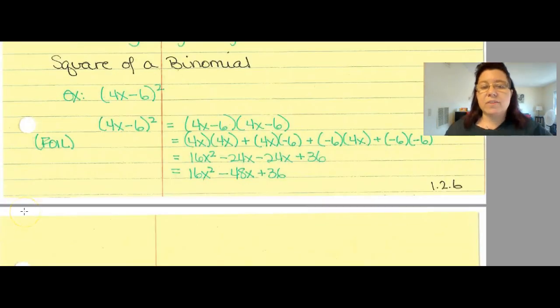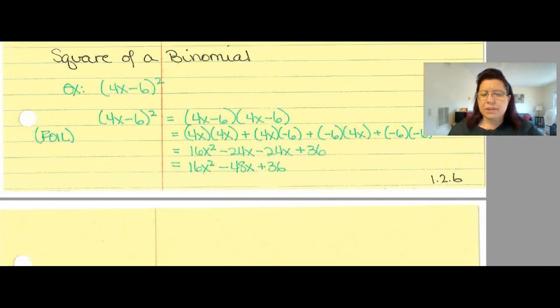All right, a square of a binomial means take the binomial and write it twice. And now we can use the FOIL method. 4x times 4x is 16x squared. 4x times negative 6 is negative 24x. Negative 6 times 4x is negative 24x. And negative 6 times negative 6 is positive 36. Combine like terms, I get 16x squared minus 48x plus 36. Now, there is a shortcut.